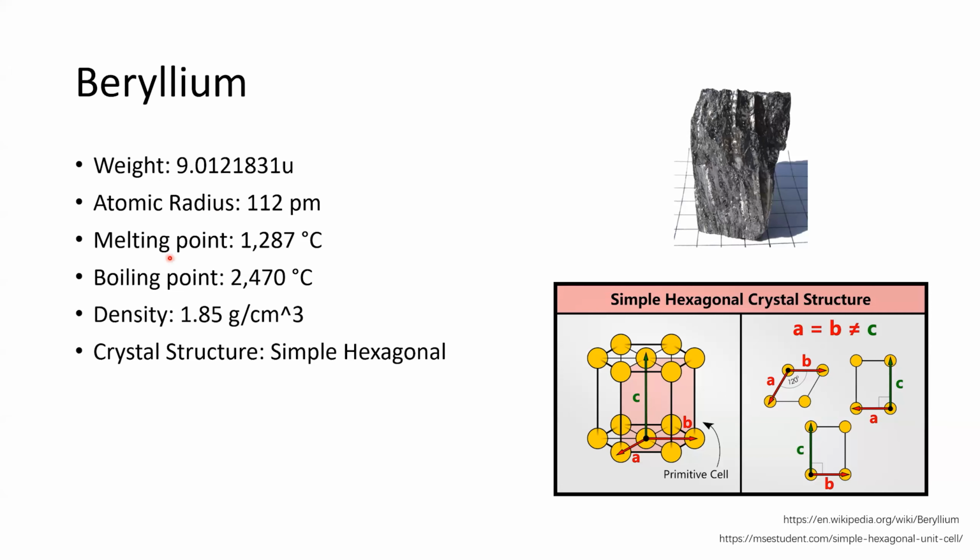After that, the melting point is about 1300 degrees and the boiling point is about 2500 degrees. And the crystal structure of beryllium is the simple hexagonal structure. You may see the simple hexagonal crystal structure from this picture. The A bond and B bond are equal to each other, but the C bond is not equal to them, and the angle between the A and B bonds is about 120 degrees.